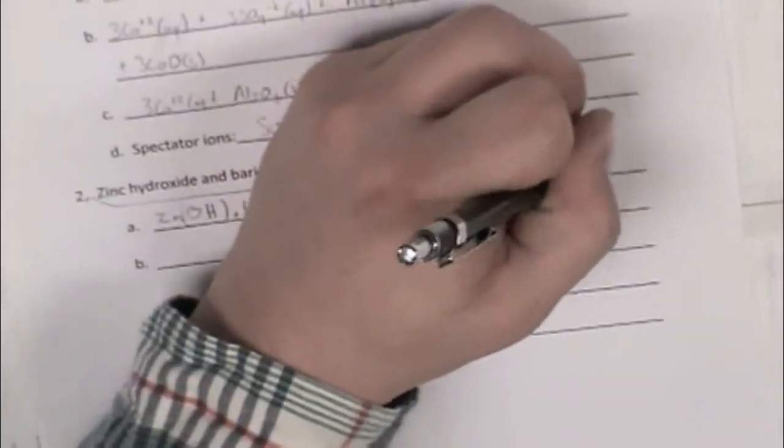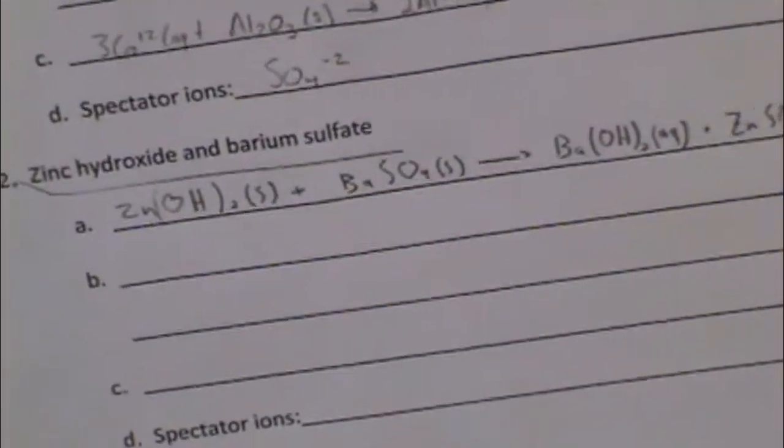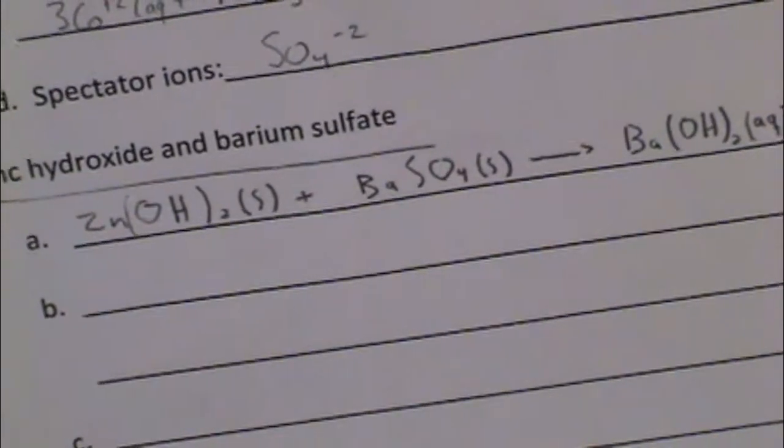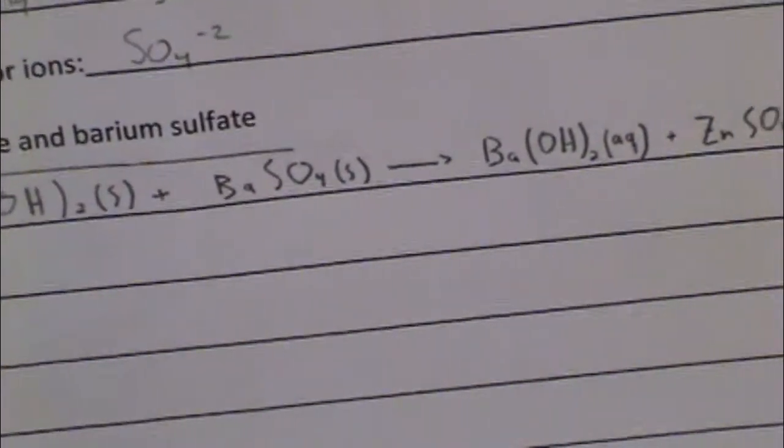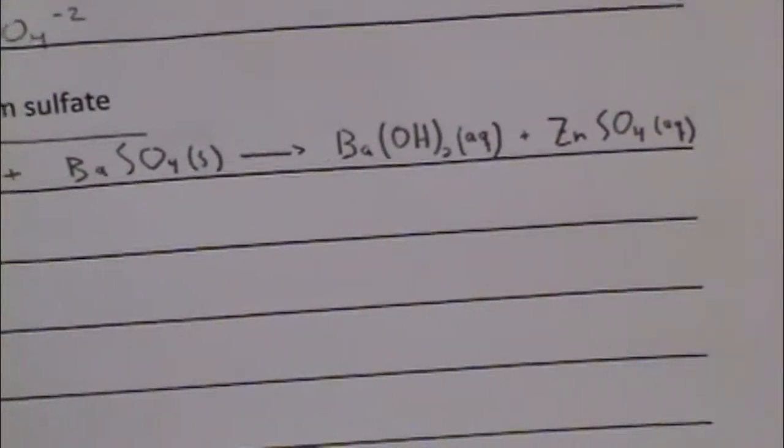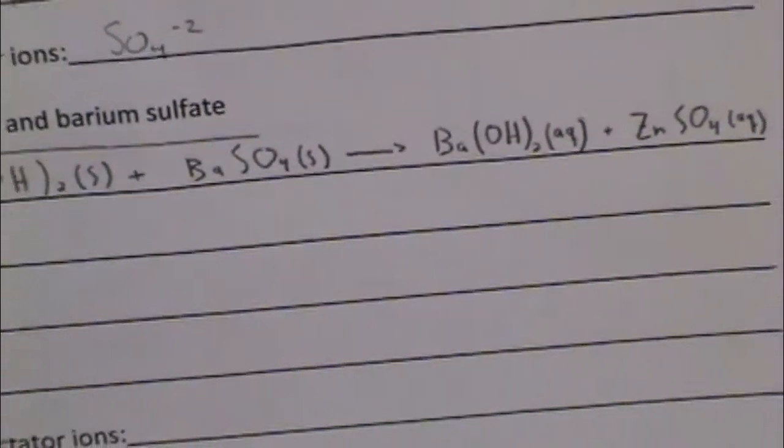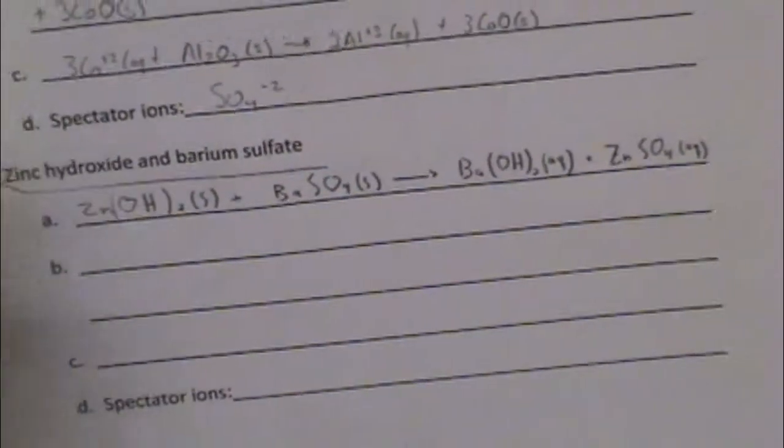Zinc hydroxide and barium sulfate undergo a double displacement reaction. Now for the next equation, the complete ionic.